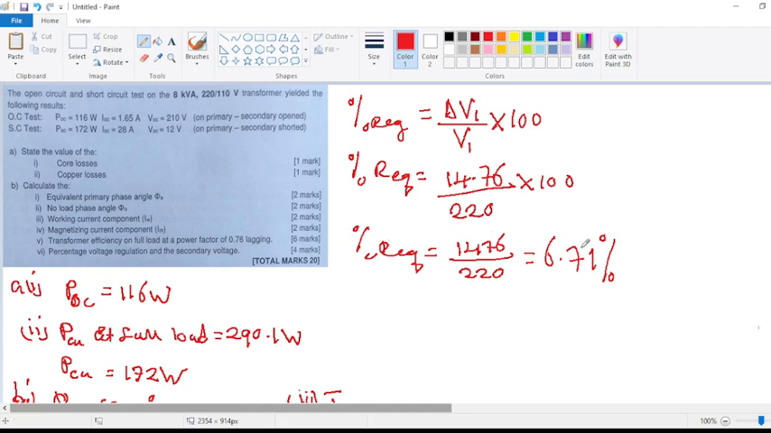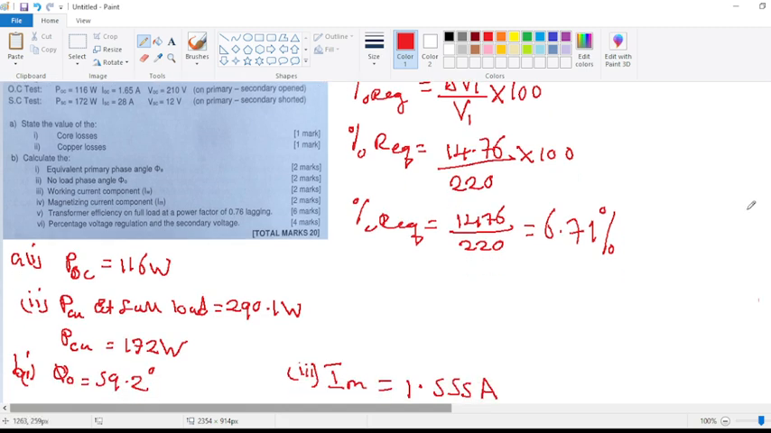So from there, the question continues and says, and the secondary voltage. So how do you calculate the secondary voltage? We are going to deal with the full load voltage, assuming no load secondary rated as in this one, the 110.